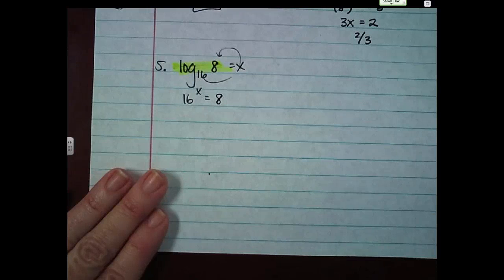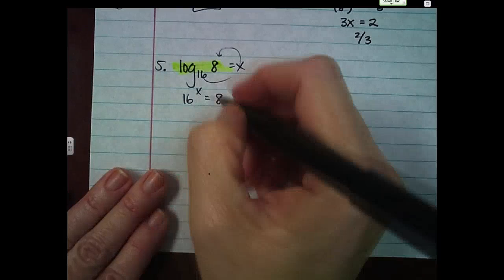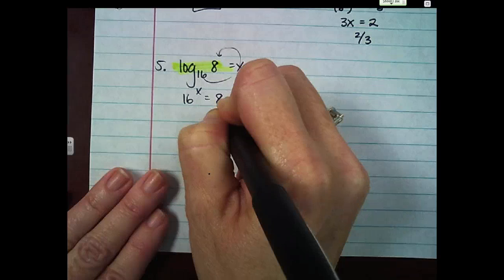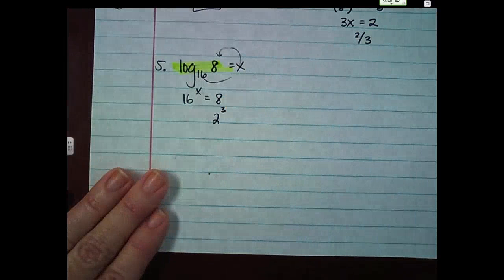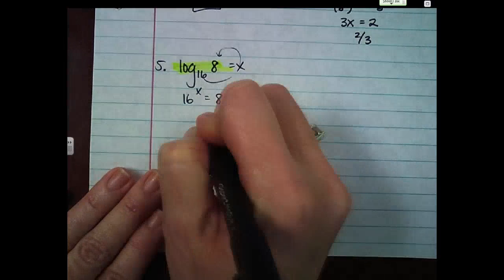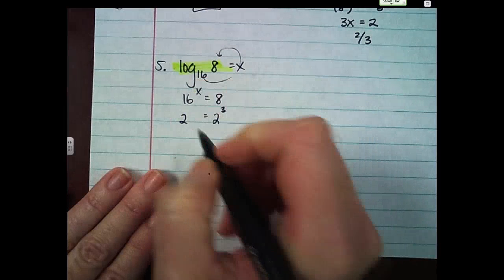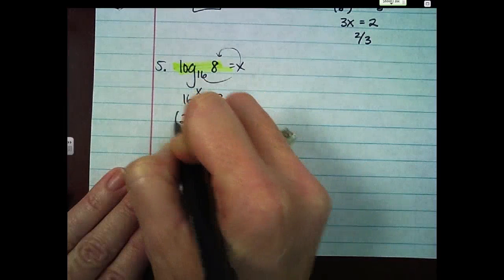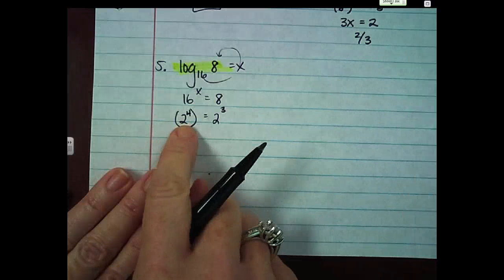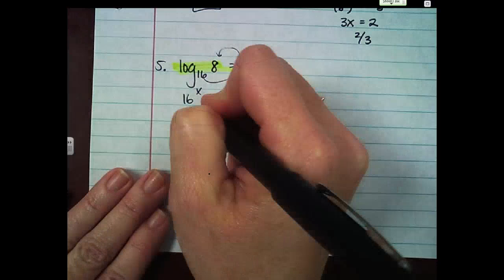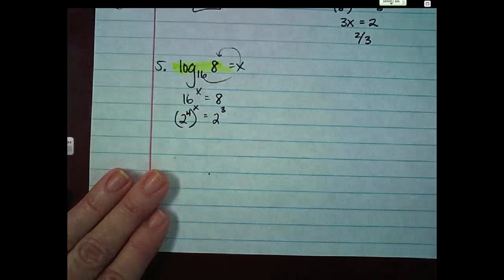No, right? So we're going to write them with like bases, remember? How can I get to 16 and 8 with what base? 2, correct. So this is 2 cubed, agree? Isn't that 8? And 16 is 2 to the what? 2 to the 4th. So I rewrote 16 as 2 to the 4th, but don't forget the x up there. That's what my goal is, to find x.